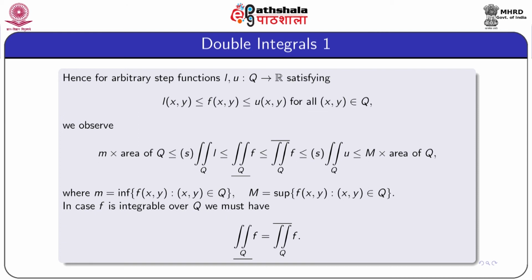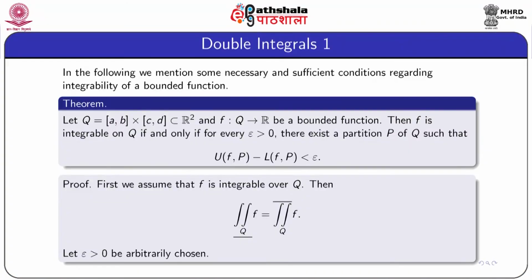We observe m times area of Q ≤ step integral of L over Q ≤ lower integral of f over Q ≤ upper integral of f over Q ≤ step integral of U over Q ≤ capital M times area of Q, where small m is the infimum of f over Q and capital M is the supremum of f over Q. In case the function f is integrable over Q, we must have lower integral equal to upper integral.